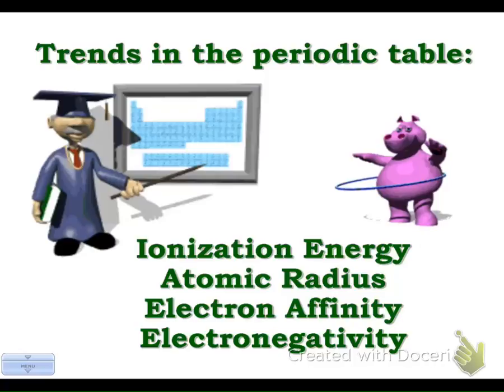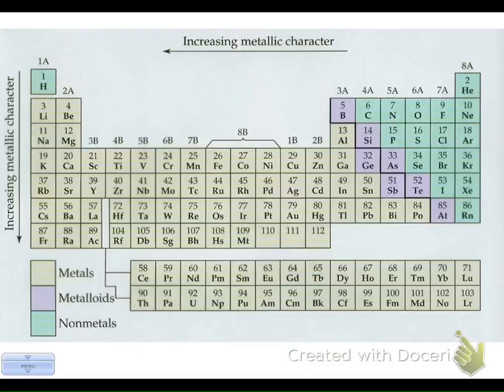Today we'll begin our discussion of periodic trends. As you can see on the screen, there are four main trends, and I'm going to go through each of these trends, define them, and then hopefully explain how they occur. Let's talk about this minor trend first.